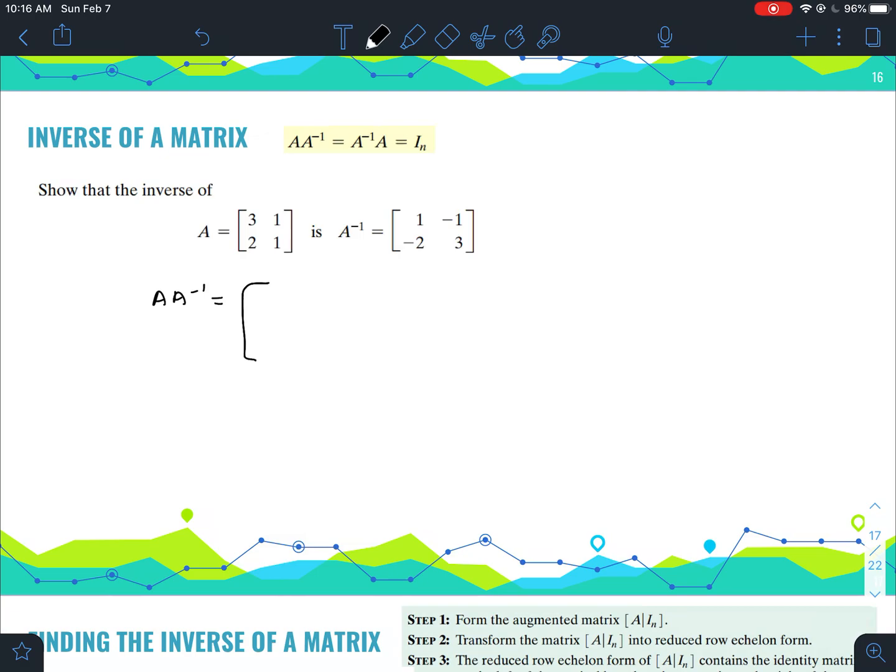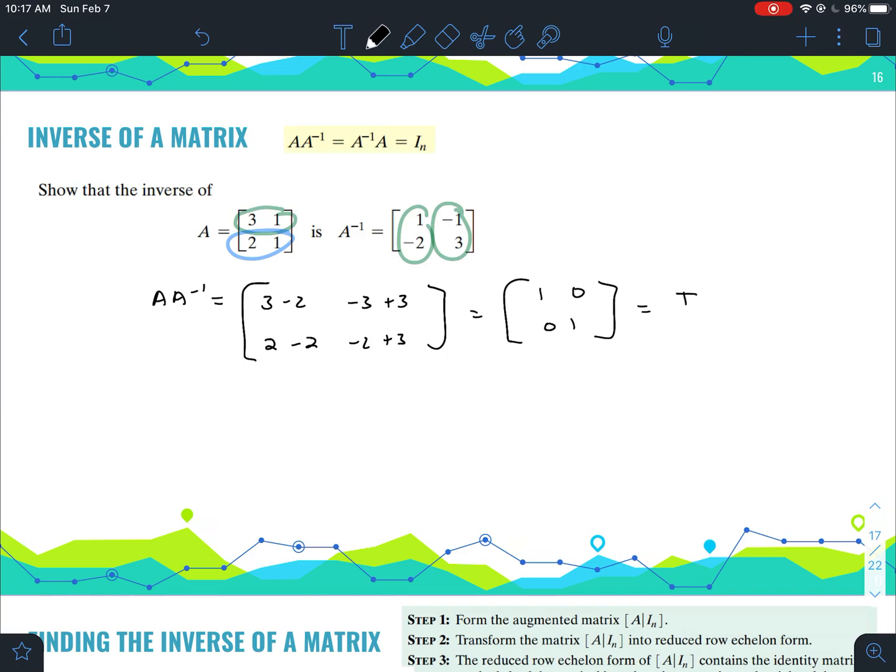So if we took A times the inverse of matrix A, remember you take the row times the column. So we would have 3 minus 2, and then we would go this way, and we would have negative 3 plus 3, and then you would do the same thing but with the second row of matrix A. So you would have 2 minus 2 and negative 2 plus 3. And if you simplify that, you get 1, 0, 0, 1, which is the identity 2 by 2 matrix.